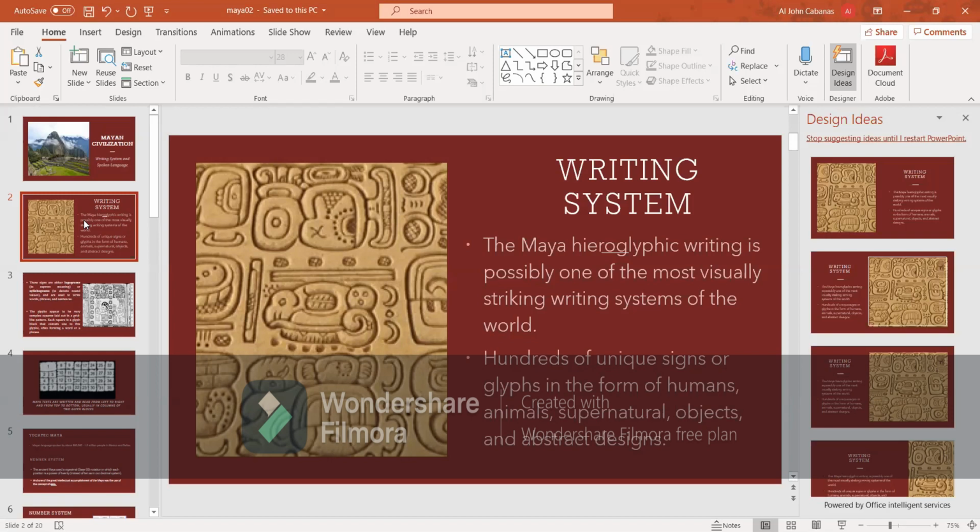At hindi katulad sa kasalukuyan, diba, ginagamit natin iba't ibang letters to compose messages, diba, to compose sentences. During those times, yung Mayan civilization, they are using unique forms or unique signs ng humans, animals, and other objects para makapag-convey ng messages sa kapwa nila. So, very intricate ang design.